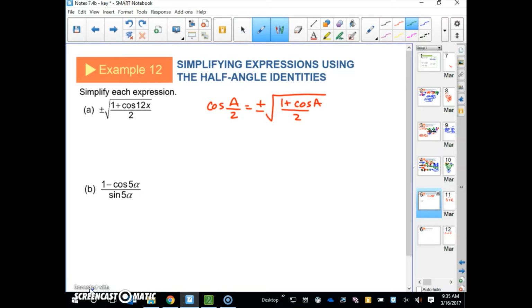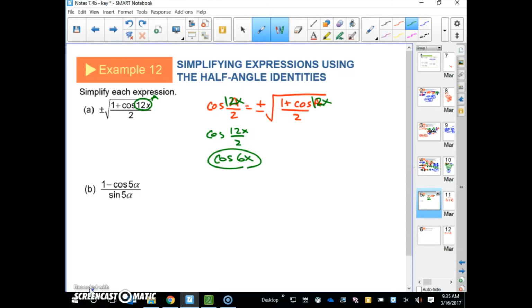And so if you compare, then this must be A, right? 12x must be A, right here. A is 12x. And so if you know that A is 12x, then look at the left side of that identity. It says cosine 12x over 2. And cosine 12x over 2, just clean that up. That's cosine 6x. These problems don't have to be that difficult. Okay? You just have to find the right pattern.